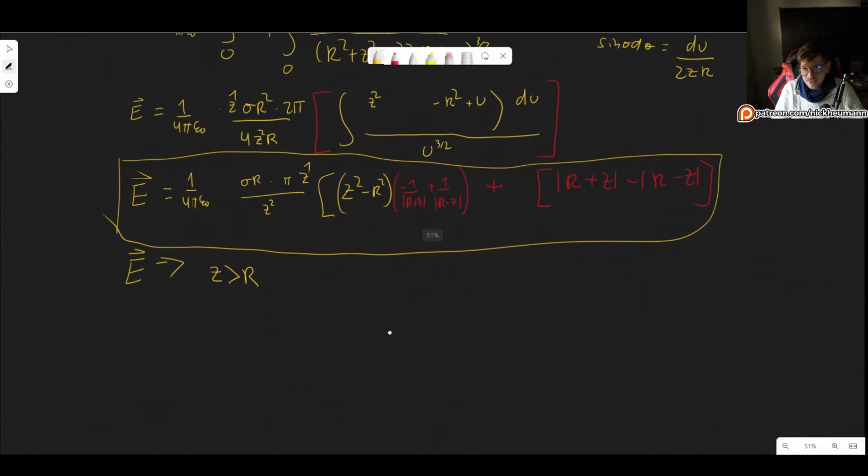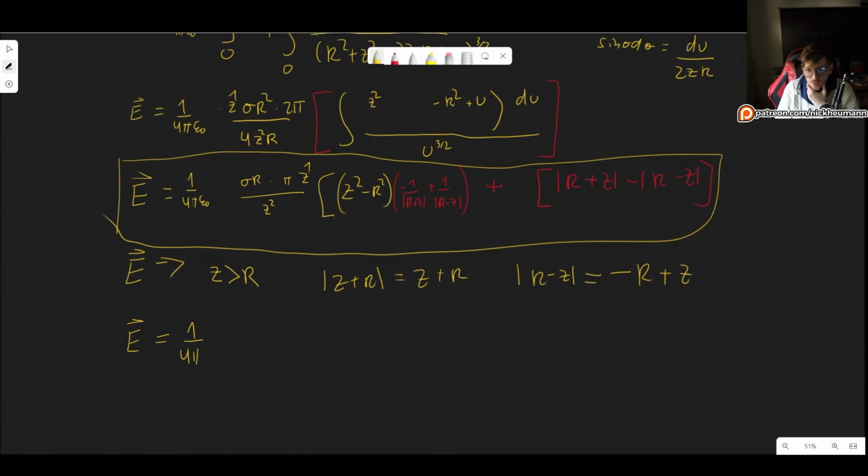So in that case, and why is this relevant? It is relevant because in this case, the absolute value of z plus r is simply going to be z plus r, and the absolute value of r minus z, if z is greater, this would be negative, so we need to add a negative sign to make up for it. So this would be minus r plus z. Okay, so that is how we do this.